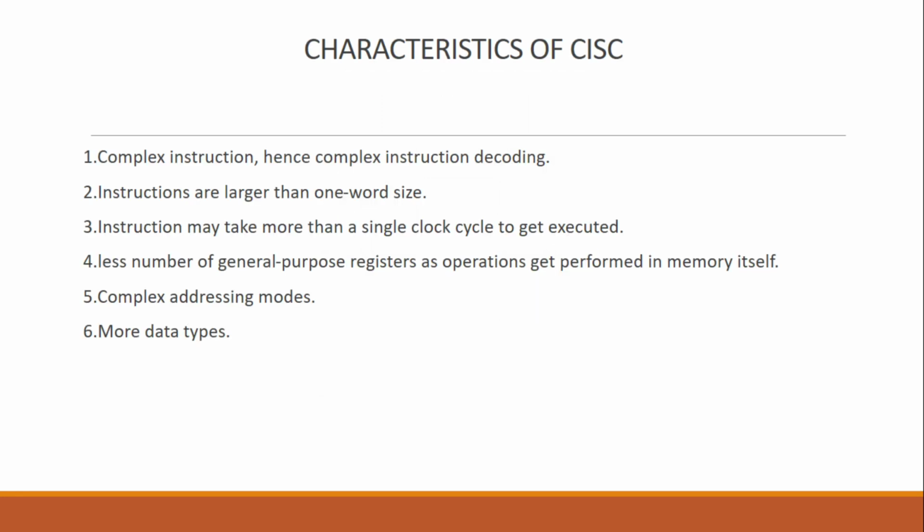Characteristics of CISC. First, complex instructions, hence complex instruction decoding. Second, instructions are larger than one word size. Third, instructions may take more than a single clock cycle to get executed. Fourth, fewer general purpose registers as operations get performed in memory itself. Fifth, complex addressing modes. Sixth, more data types.